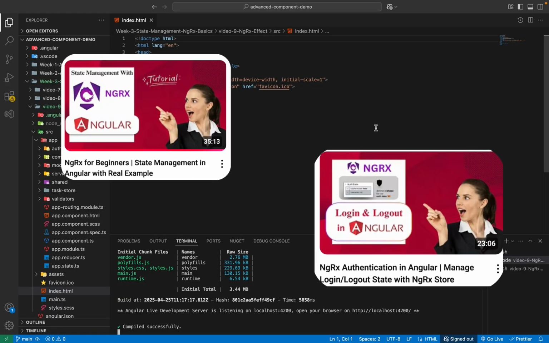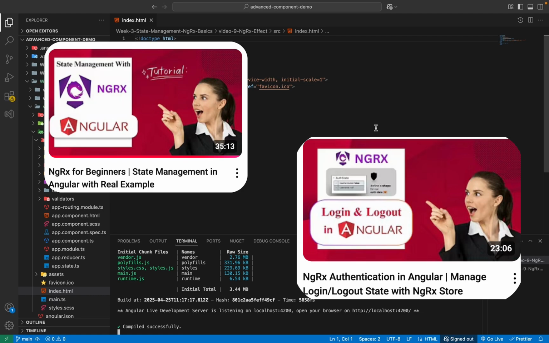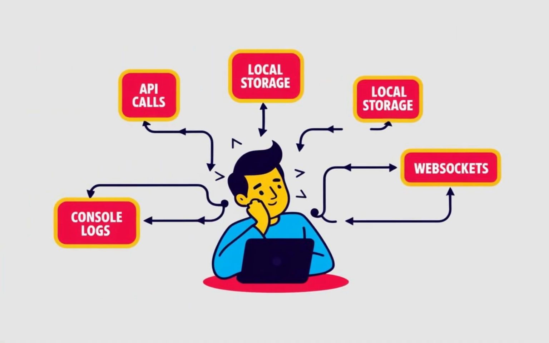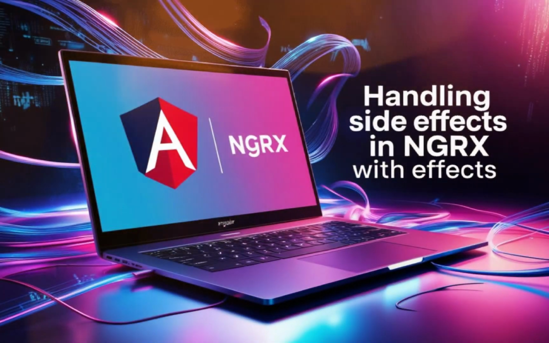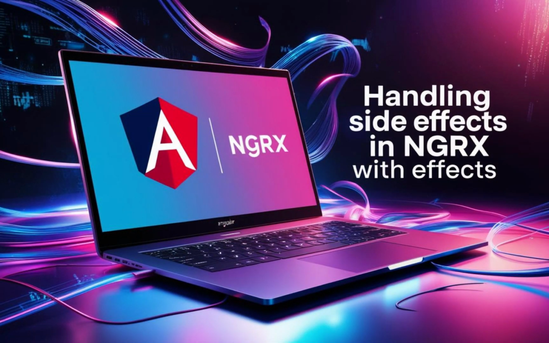In our previous videos, we have set up NgRx for managing task state and even our user authentication state. But what happens when our state changes need to interact with the outside world, like fetching data from a server or saving to local storage or triggering other asynchronous operations? That's where NgRx effects come into play. So in this video, we'll dive into handling side effects the NgRx way.